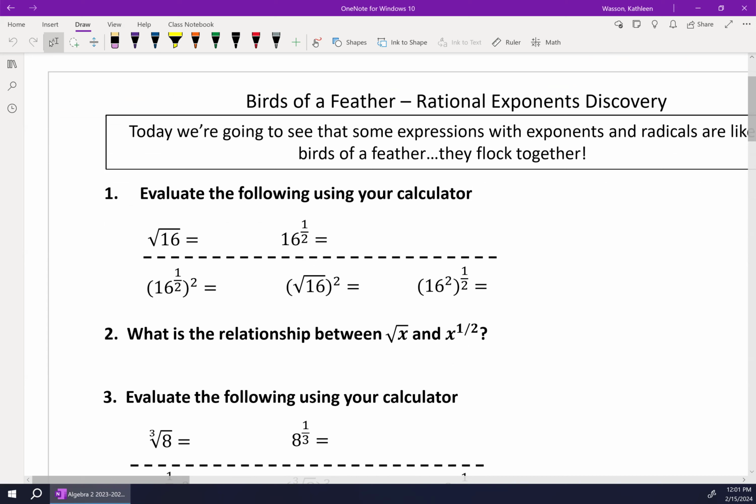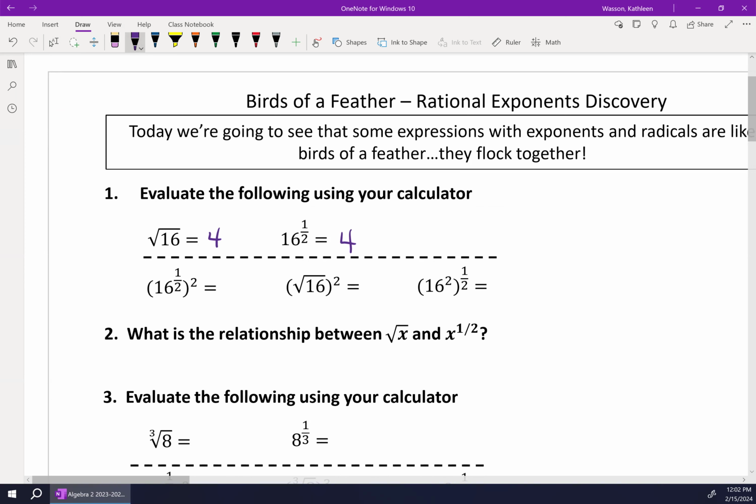There is a paper that you do as a group, as a table group in class, and that's this one. It says Birds of a Feather. This is to be done on the calculator and discussed with peers. It starts with the radical, square root of 16. You can put that in the calculator and you get 4. And what's new is that 16 to the 1/2 power is also 4.